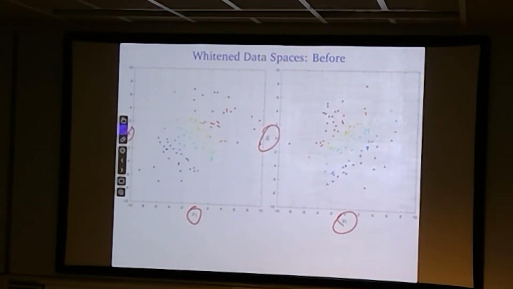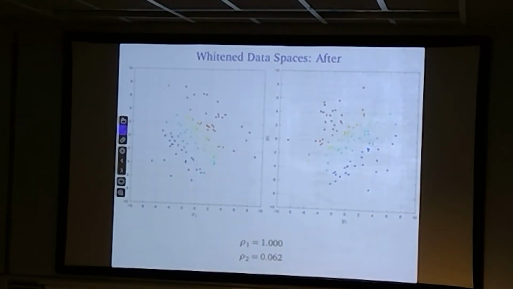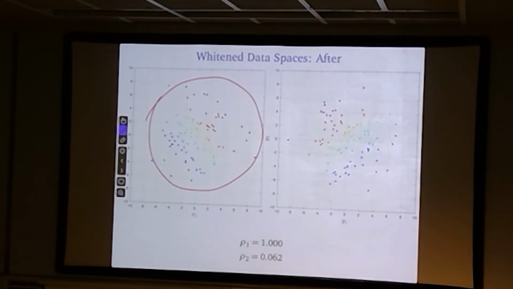Initially, just focus on this side. This is elongated. After you whiten, it becomes a disk. You can see it literally only expands in this direction. This one doesn't change much. Actually it will change because it's scaled so that the covariance is 1.